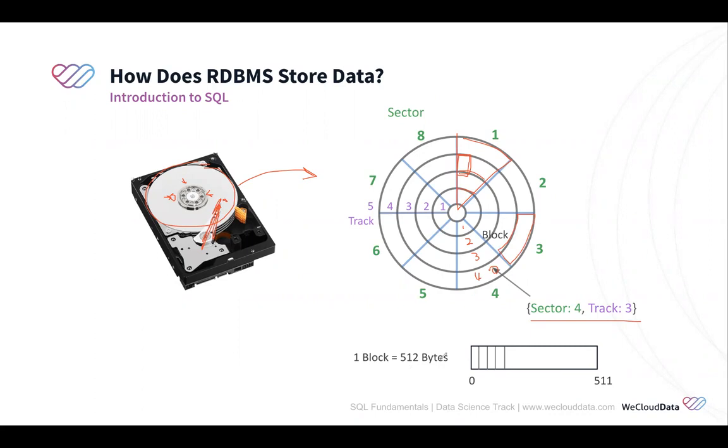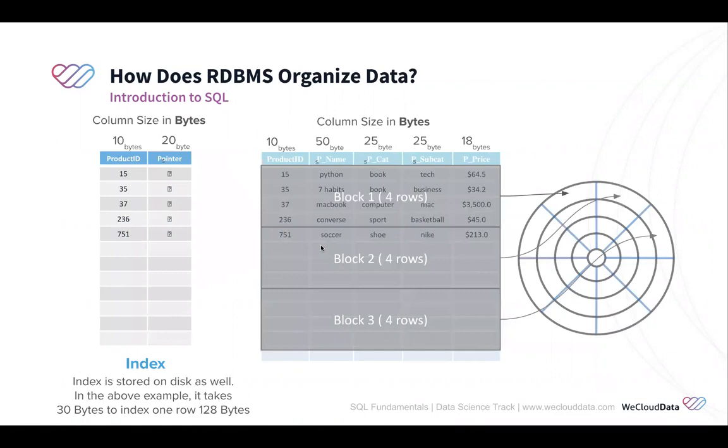And typically each block stores 512 bytes of data, okay? That's how much data is stored in each block. And if we have tens of gigabytes of data, then it's going to be a lot of blocks, okay? So that's how data is stored.